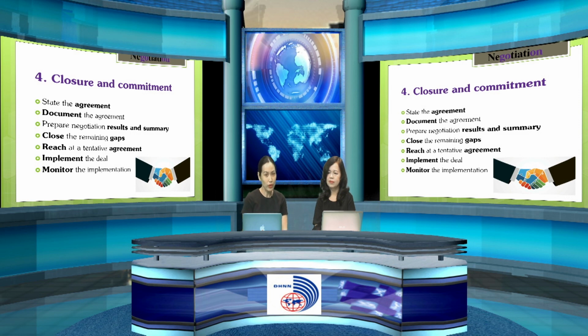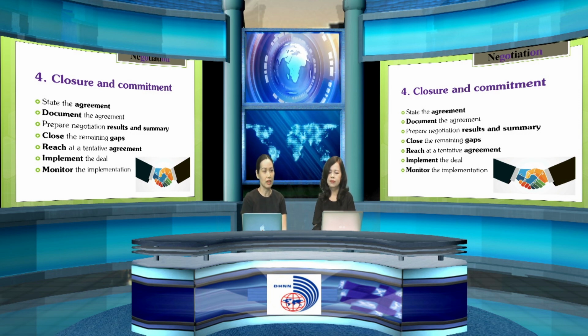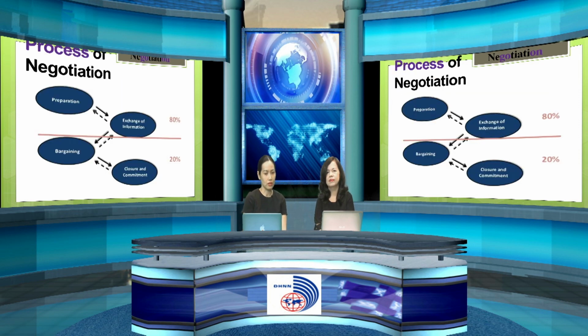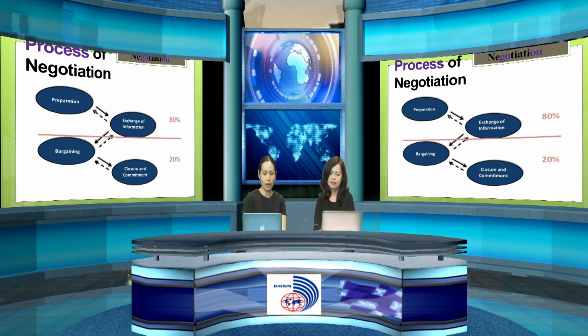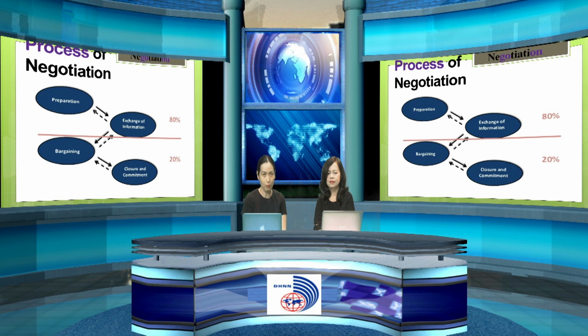And when you implement the agreement, remember that you need to monitor and check the implementation of the contract, of the agreements. So again, I say that the process of negotiation has 4 stages: preparation, exchange of information, bargaining, and closure and commitment. And remember that the first 2 stages are very important and take a lot of time. You can see 80% of your work is for preparation and exchange of information, right?